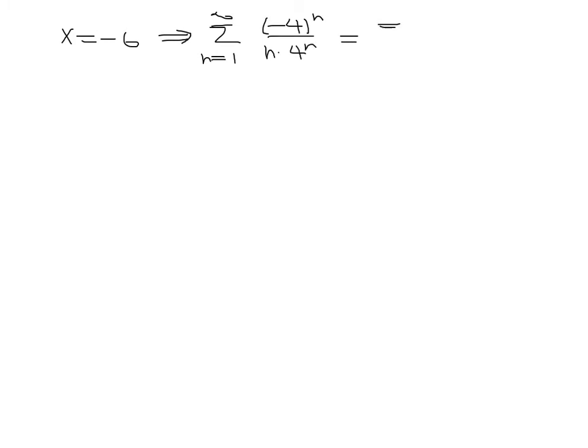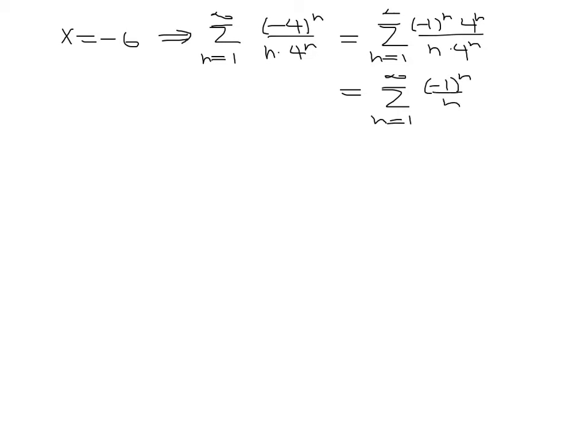So that's the sum from 1 to infinity, (-1) to the n, 4 to the n, over n times 4 to the n. And the 4 to the n's cancel, leaving us the sum from 1 to infinity, (-1) to the n over n. And that converges. And just tell me what test you'd use: by the alternating series test, the AST.